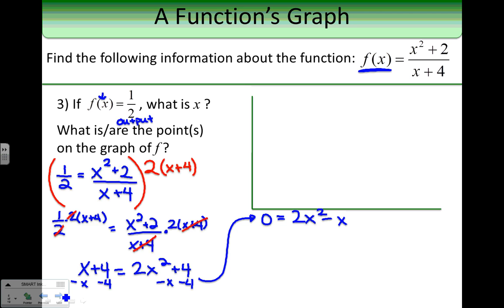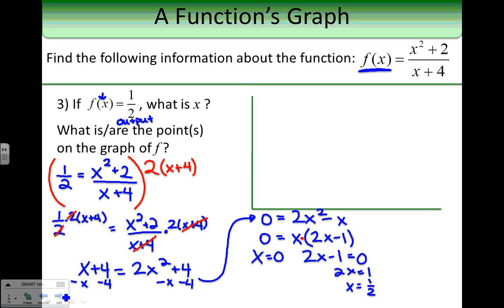The way we can solve a quadratic, we first want to check if it's factorable. Here I can take out a greatest common factor of x, and I'm left with 2x minus 1. Using the zero product property, since I have two things being multiplied together and they equal 0, each of them could equal 0. So we get x equals 0 and x equals 1/2.